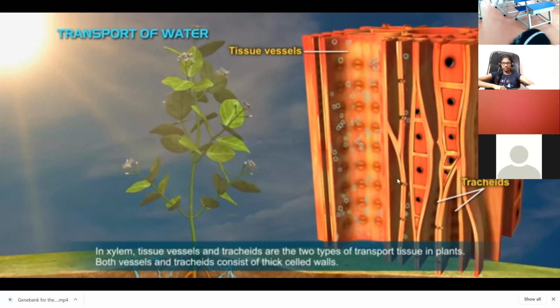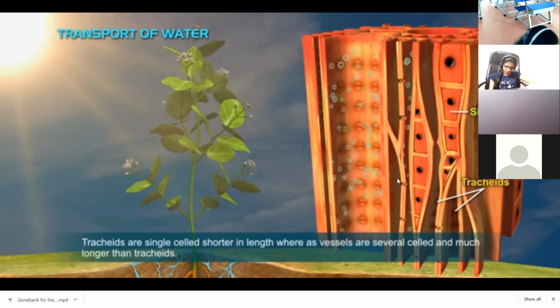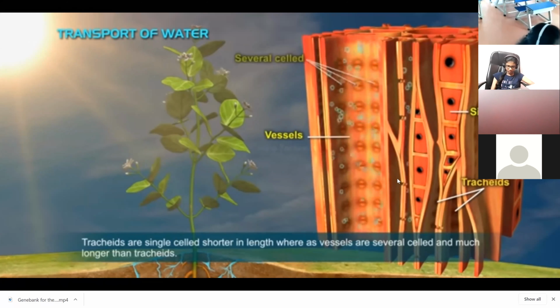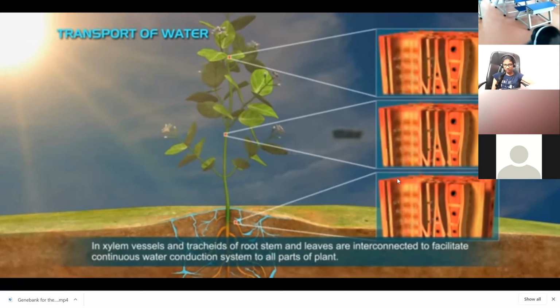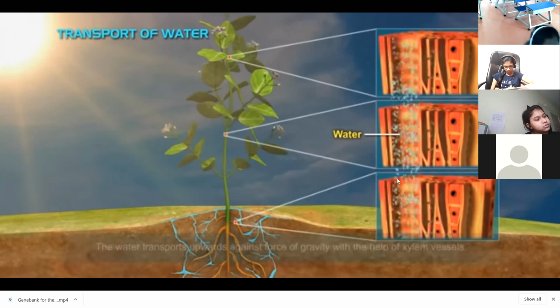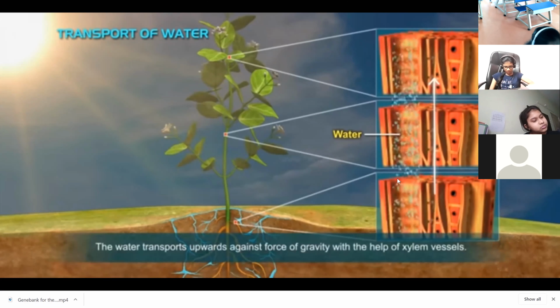Both vessels and tracheids consist of thick cell walls. Tracheids are single cell, shorter in length, whereas vessels are several-celled and much longer than tracheids. In xylem, vessels and tracheids of roots, stem, and leaves are interconnected to facilitate a continuous water conduction system to all parts of the plant. The water is transported upwards against the force of gravity with the help of xylem vessels.